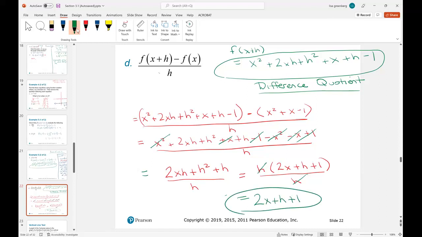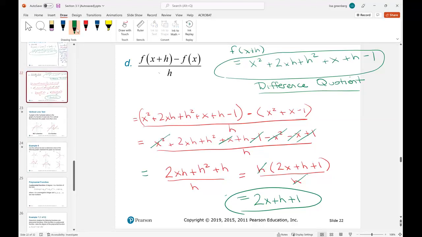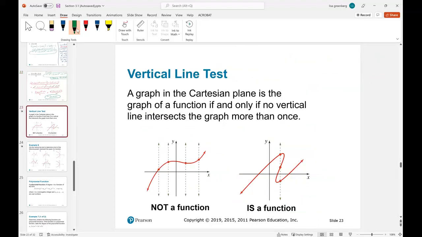So that is the difference quotient, and that is what f of x plus h minus f of x over h equals. And it doesn't seem like it's an important thing, but it's actually a very important thing. Okay, so we're getting close.